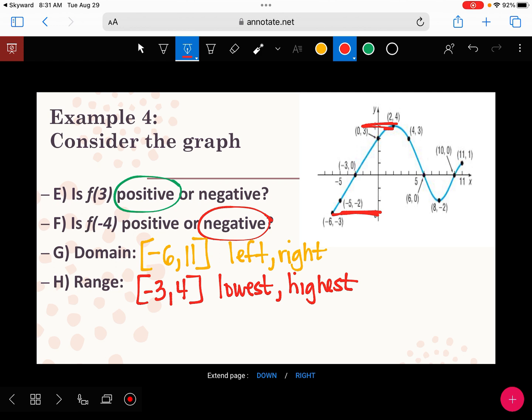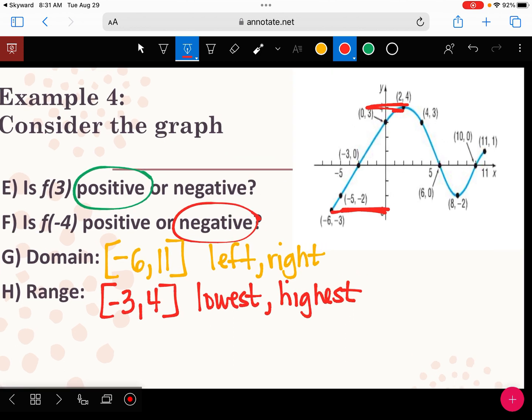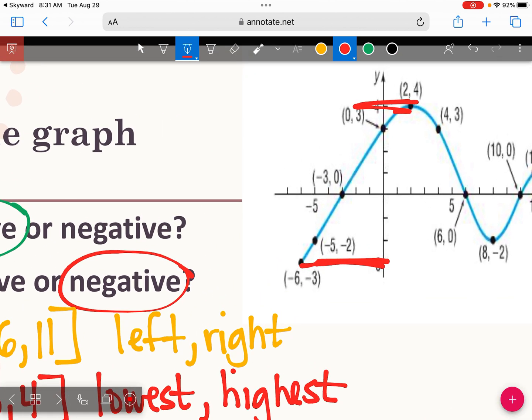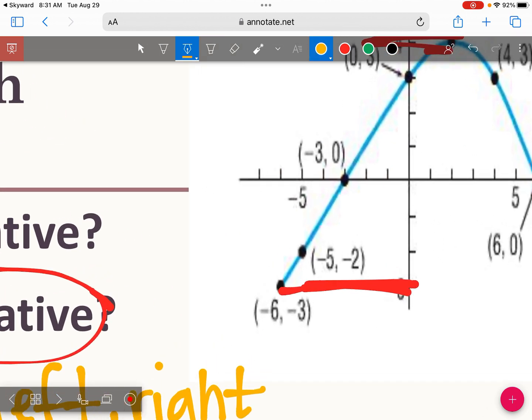Can you go over again? How is F of -4 negative? Okay, so I'm going to put a point at -4. So -4 would be about here. So where I put that yellow dot, is Y positive or negative, the Y value? The Y value at that point where I put that yellow dot is negative. So that's why it's negative.